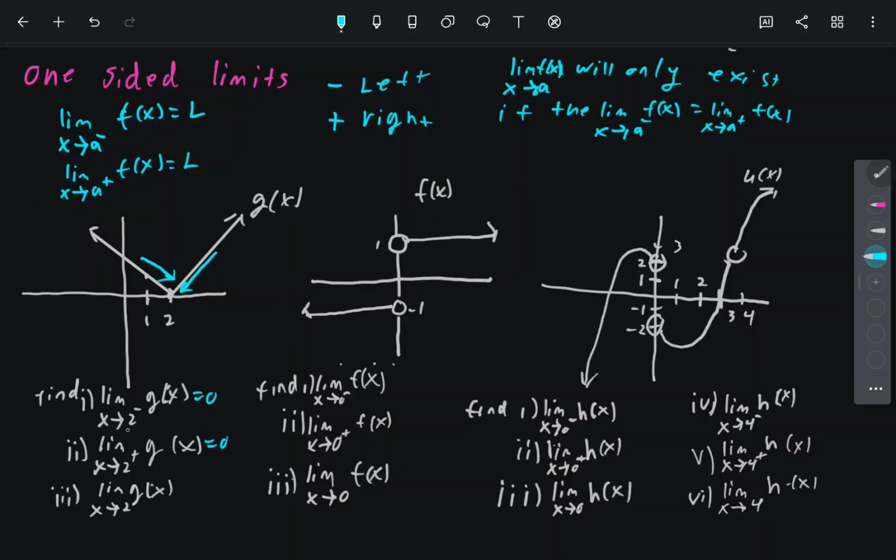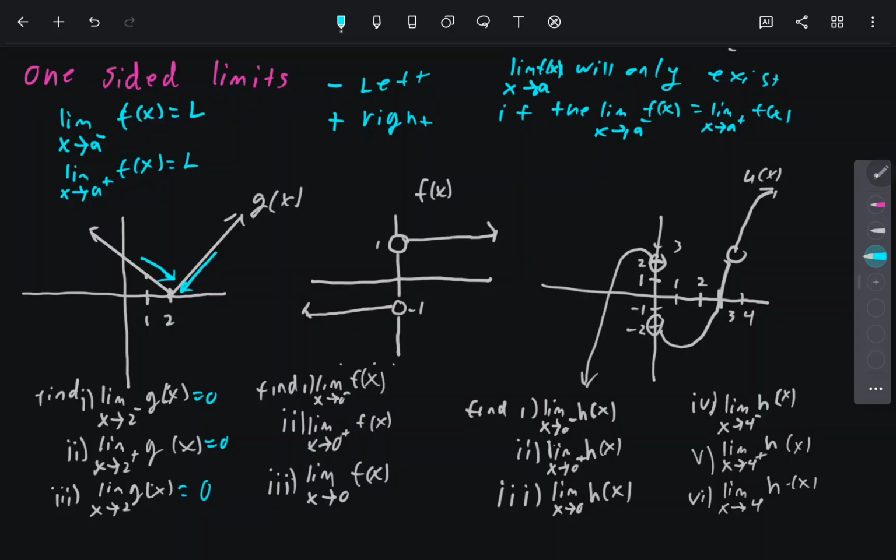Well, if the limit as g of x approaches 2 from the left and the limit as g of x approaches 2 from the right are equal, then the limit as g of x approaches 2 is equal to 0. I'll give you a moment. You can probably work through the rest of these by yourself.